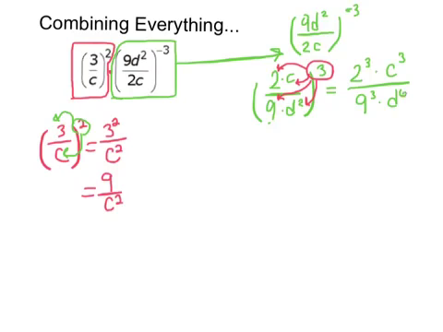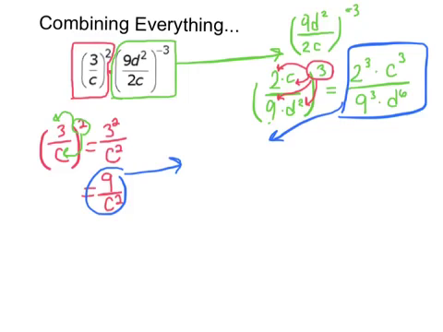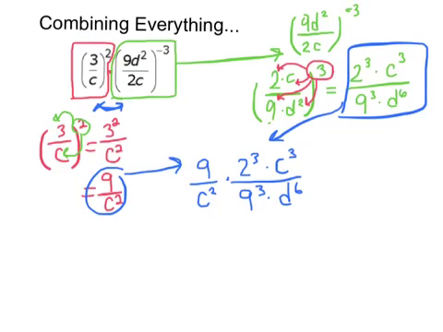So now I have these two problems here. And so what I can do is I can take this piece and this piece, and really all I was doing here is I was multiplying them together. And so again, I can multiply these two fractions together and get 9 over c squared times 2 to the third power times c to the third power all over 9 to the third power times d to the sixth power. Now again, this is where it's going to come in handy to be able to multiply in any order and create fractions. Now since I'm multiplying these together, I can make this one big fraction. So this now becomes one big fraction.